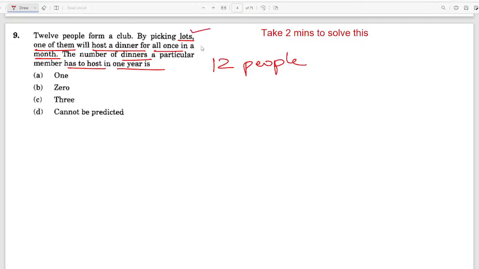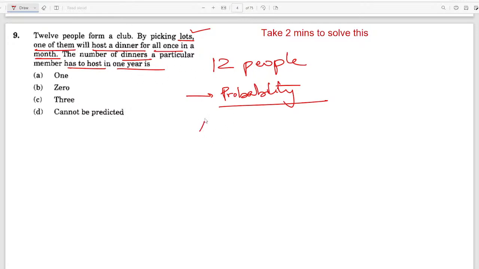and picking lots means it is like a lottery. So they'll put the 12 persons' names, and if they pick one name, that person has to host the dinner. And they're asking the number of dinners that a particular member has to host. See, every month, when they're picking the name, it will be different. The probability is different. And you cannot say how many dinners a person will host.